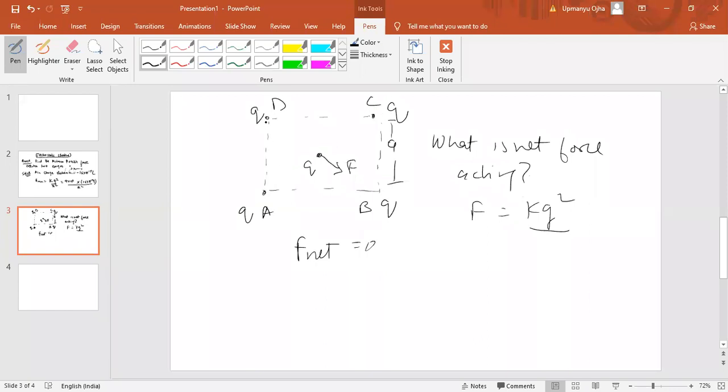So what is the distance between these 2 point charges? Say the center is O. That would be half the diagonal, root 2 a by 2, that is a by root 2. So we can write this as a by root 2 whole square. That is the force F acting on the charge Q due to point D.